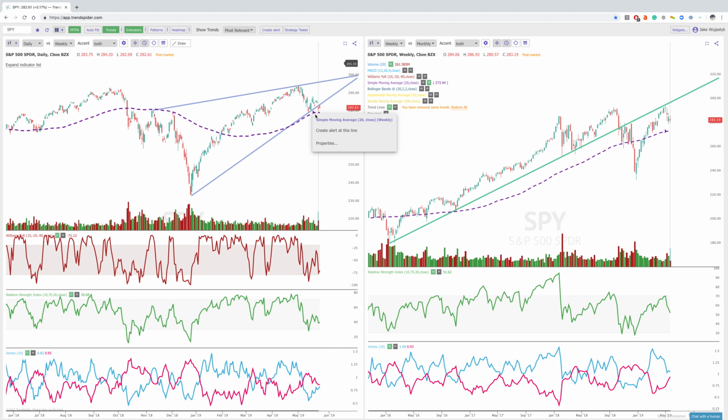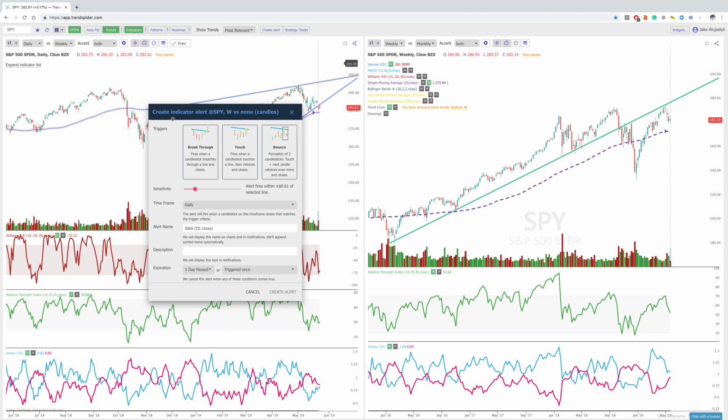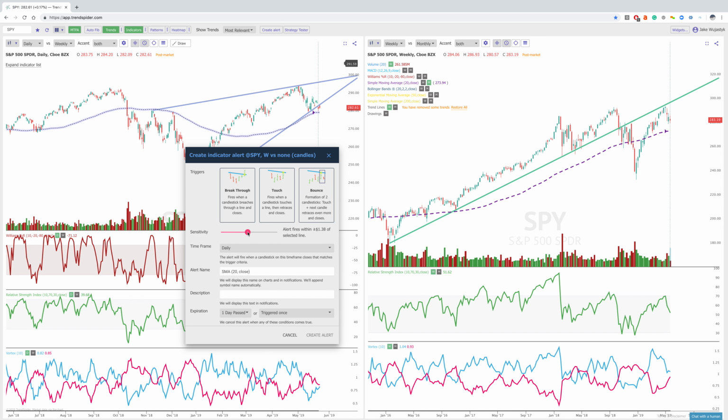One thing I can do is create an alert at this line. So anytime that the price action gets anywhere within this purple area, so you can see when I move it, it will move as well. So let's say we want to be alerted anytime the price gets within about $1.40 from the selected line. So you can see here the purple area is the margin of error, and the margin of error in this case is $1.38 away from this line.